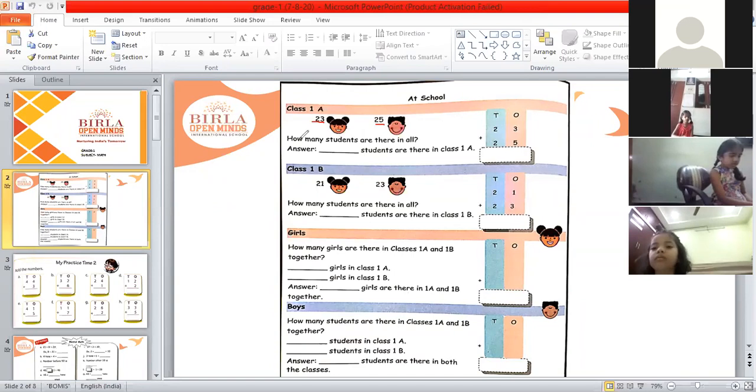Now they are asking you how many students are there in all. See here children, I have told you in theme 1 also, again I am repeating that whenever this in all word is there, this means you have to do addition. Now what you have to do, you have to add number of girls and number of boys together. So 23 girls are there, 23 is written here, and 25 boys are there, so 25 is also written here. So now children, you should know how to read this question first.